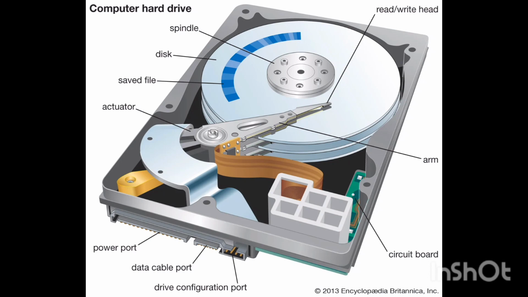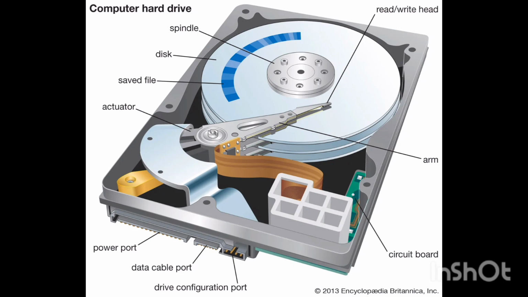Magnetic storage disks, such as hard disk drives, work by using a magnetic head to write and read data on a rotating disk coated with a magnetic material. The magnetic material is divided into small areas called magnetic domains, which can be magnetized in one direction or the other to represent the binary digits.